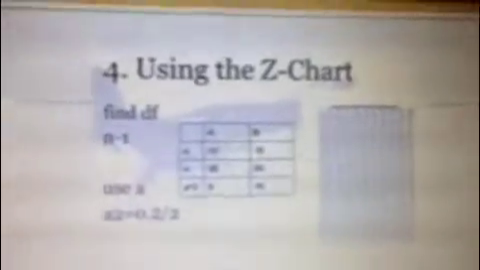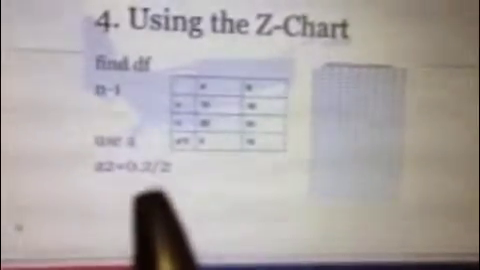To find the degrees of freedom, you would use N minus 1. So you would use 35 minus 1, which would be 34. That's our degrees of freedom. And then 50 minus 1, which would be 49, and that would be the degrees of freedom. And keeping in mind, we would use alpha, which is 0.02, but since it's independent, we would divide it by 2.